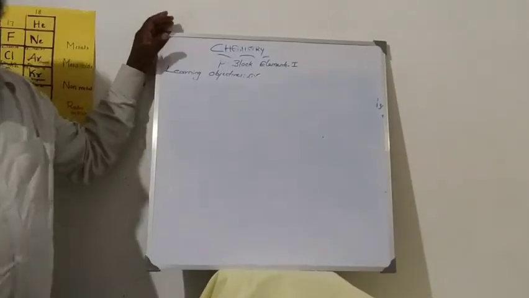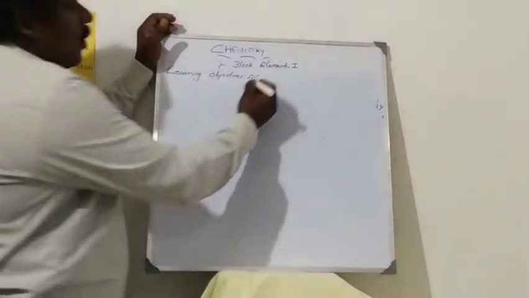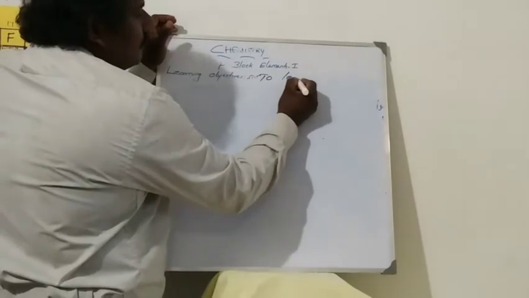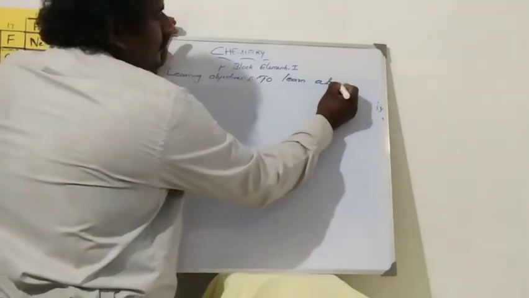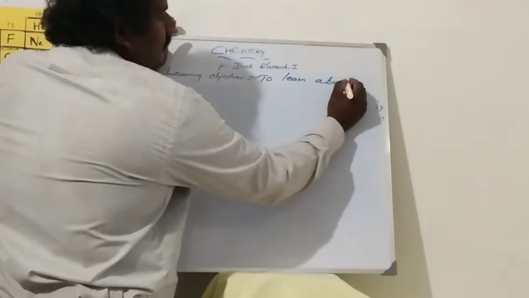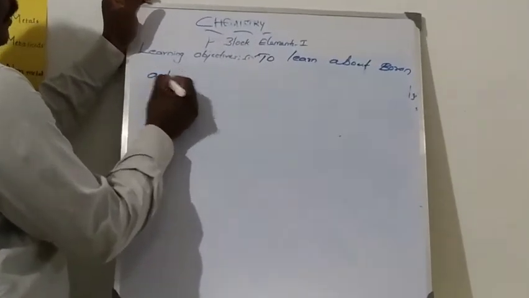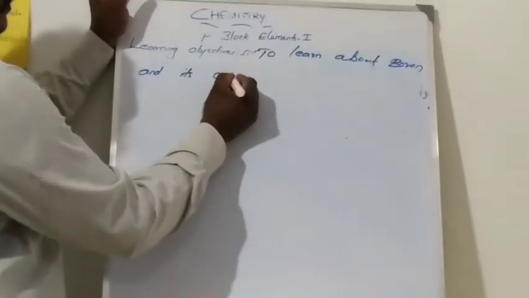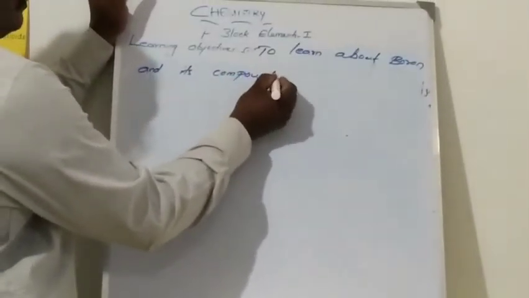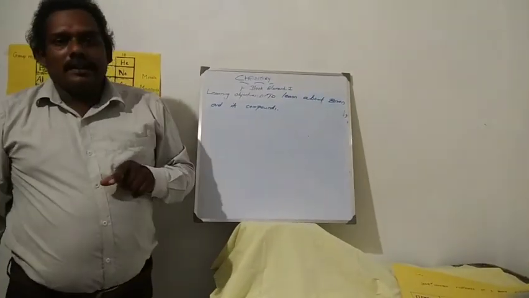The next learning objective is to learn about boron and its compounds. The important ores of boron are borax and kernite. The two important ores, borax and kernite.